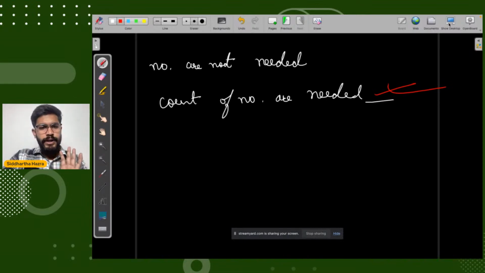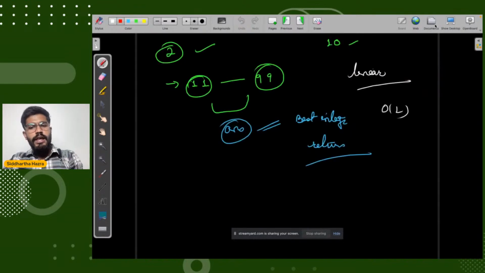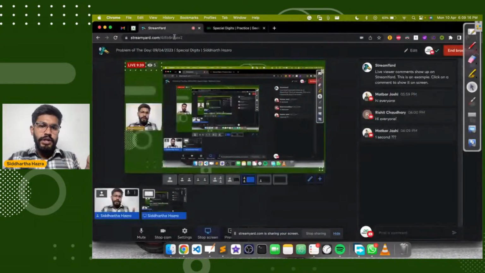So am I clear till this point that we need to focus on the count? How is the output coming up? And why the brute force approach won't pass? Just give me a quick yes or no.